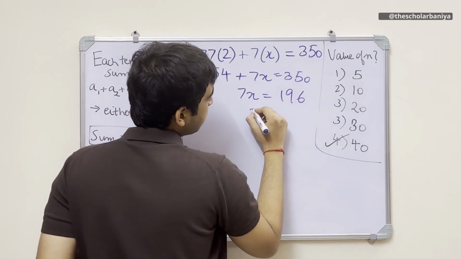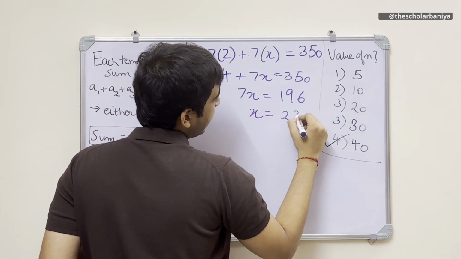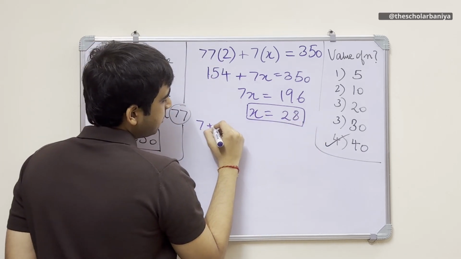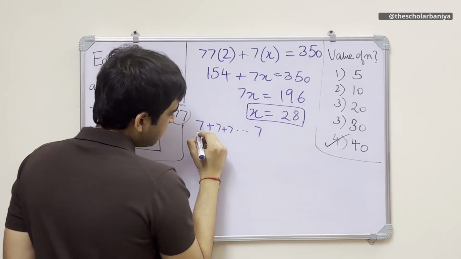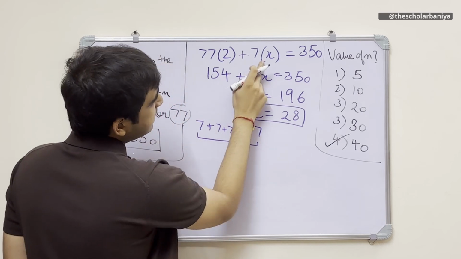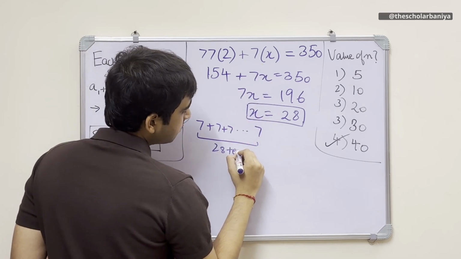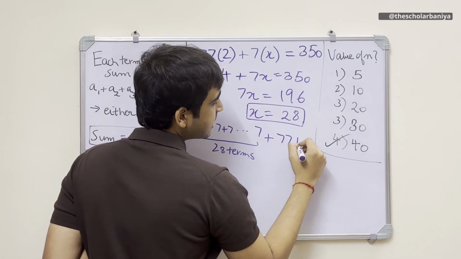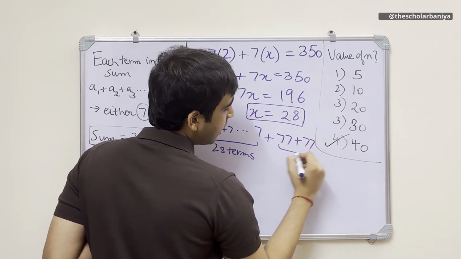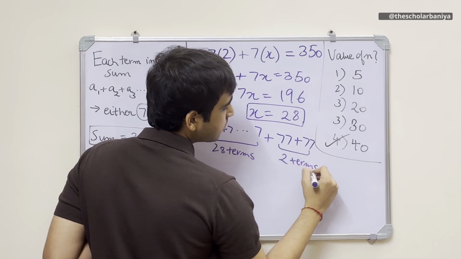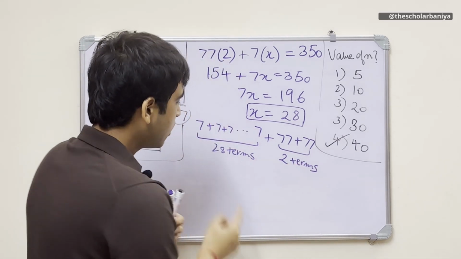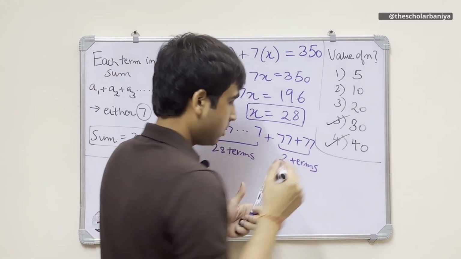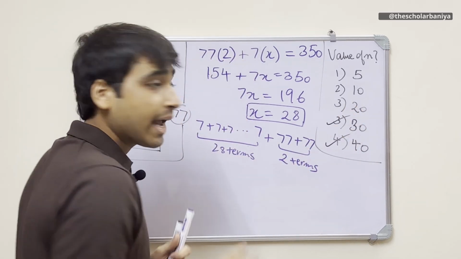So what will x be? x will be 28, right? So that means 7 plus 7 plus 7 up to 7, these are 28 terms, plus 77 into 2, that means 77 plus 77, so these are 2 terms. So in total, how many terms are there? 28 plus 2, which is 30 terms. So 30 is also absolutely right. I hope this is clear.